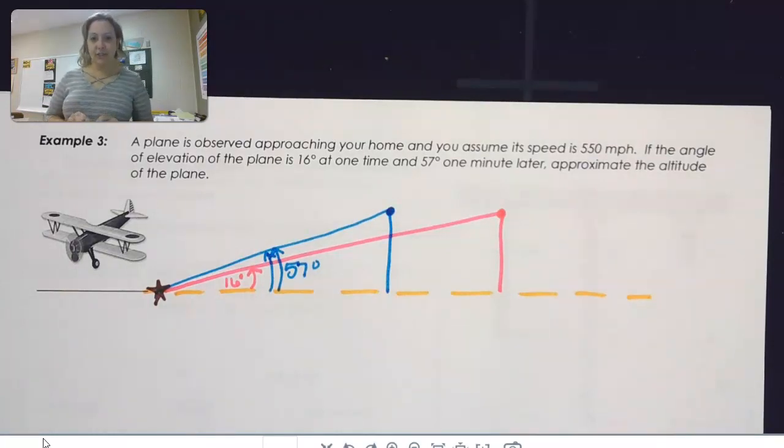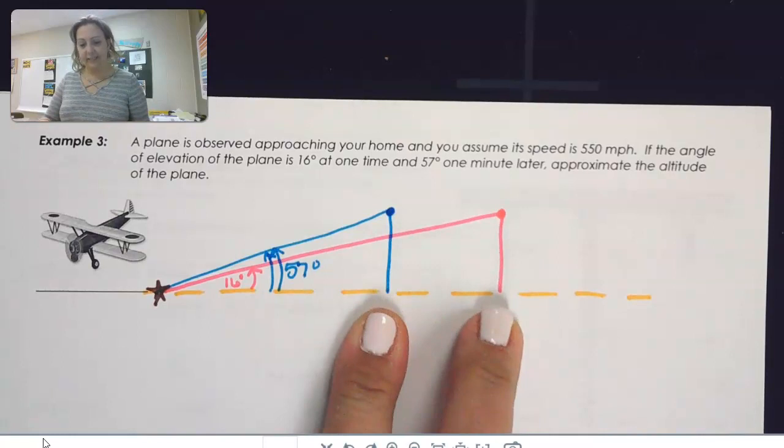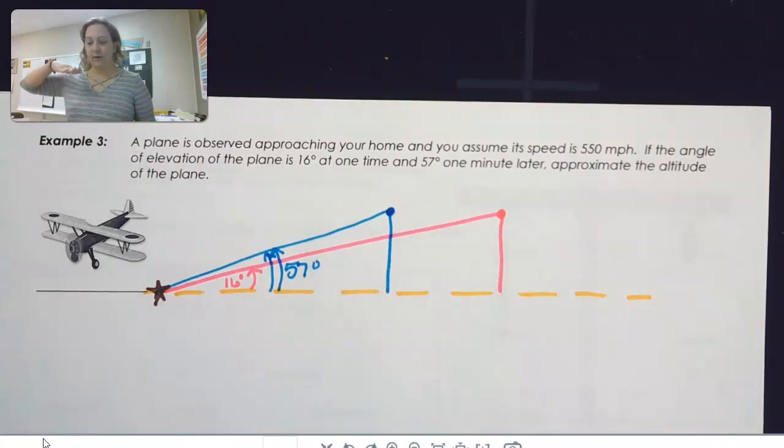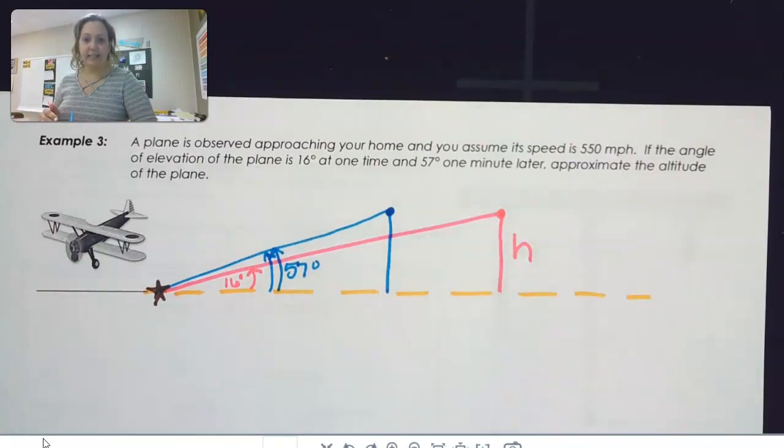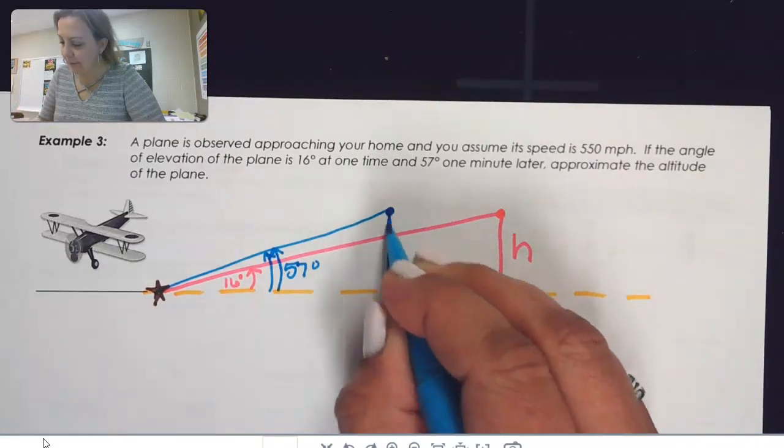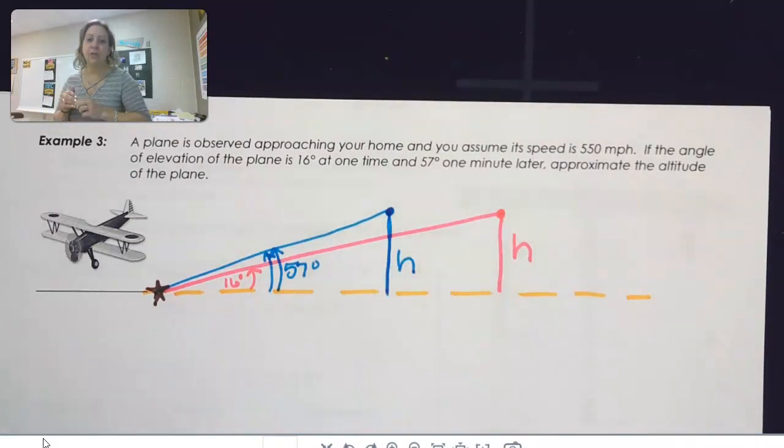And it wants us to approximate the altitude of the plane, which is how high the plane is. Now, here's the thing. We're assuming that the altitude is staying the same. So this altitude, the height of the plane when it started, is going to be the same as the height when you saw it 1 minute later.